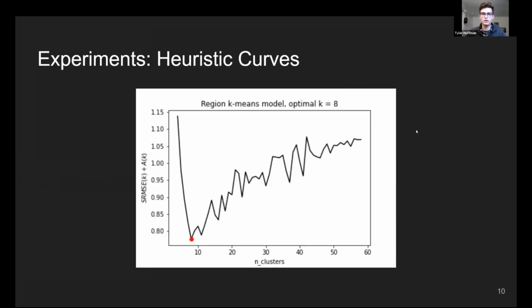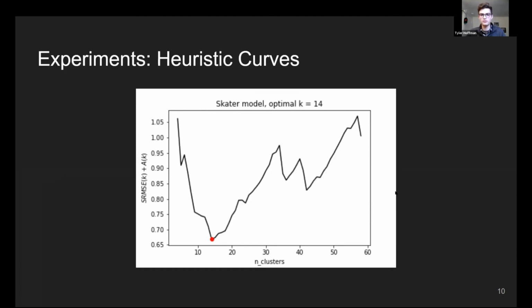And so here are these heuristic curves. These are the summed curves, like I described earlier, of the two normalized terms. And the dots indicate the minimum. So this is what I was saying, that the model error isn't strictly increasing. It's got this jagged pattern. And this is for the region k-means algorithm.